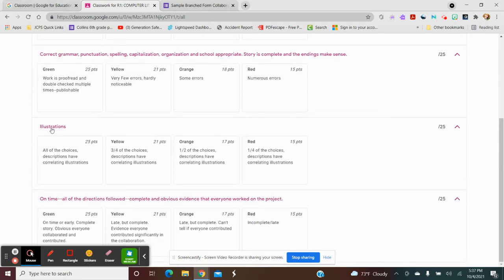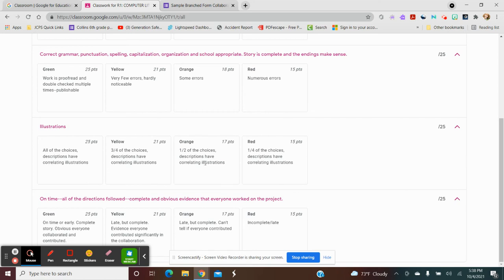Okay. Then illustrations. Those are our people that are really good with drawings. So if all the choices and descriptions have correlating illustrations, you've got lots of pictures, lots of things to look at, because I think pictures add to the story. I have heard that a picture's worth 1,000 words. Sorry. Anyway, so yellow would take you down. Oh, I didn't say that that was green. I will fix that for you.